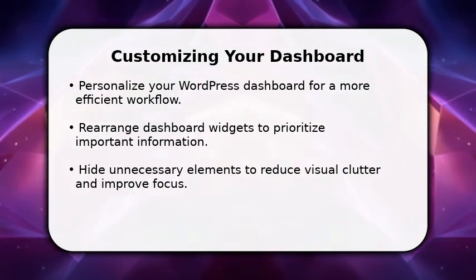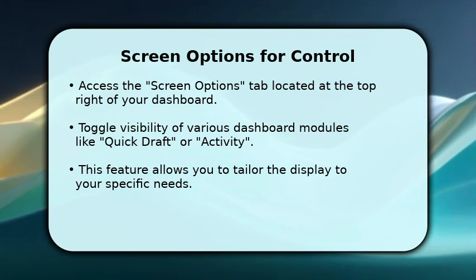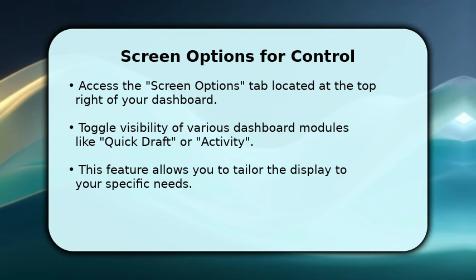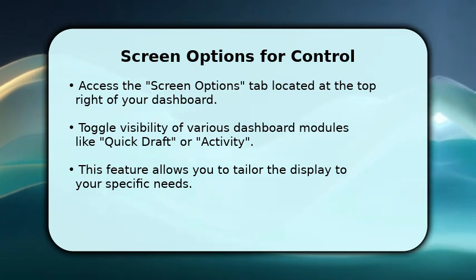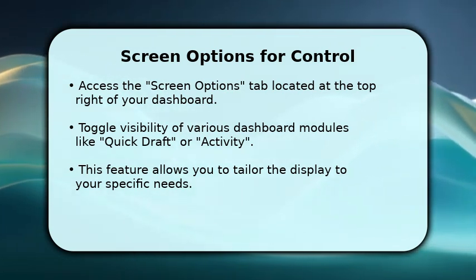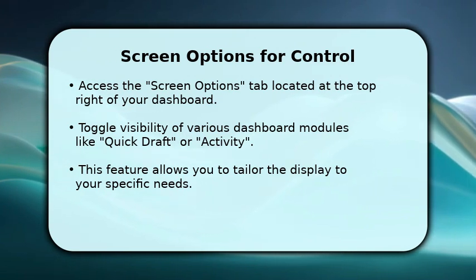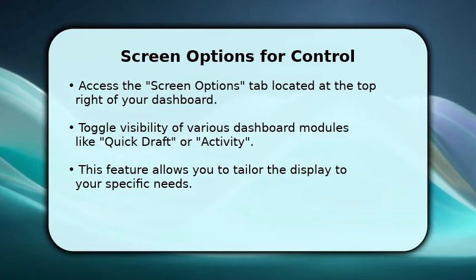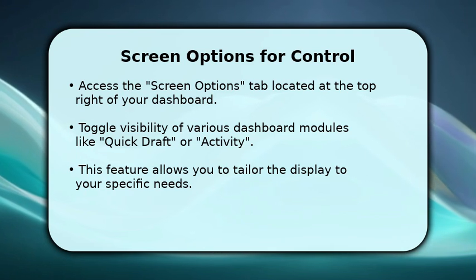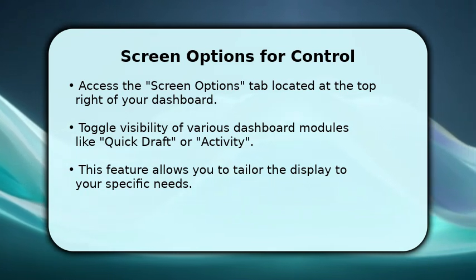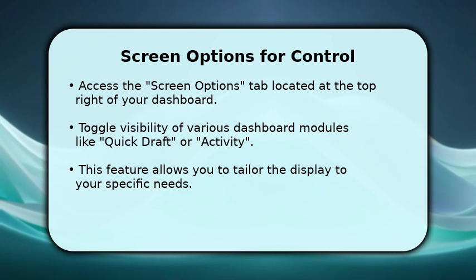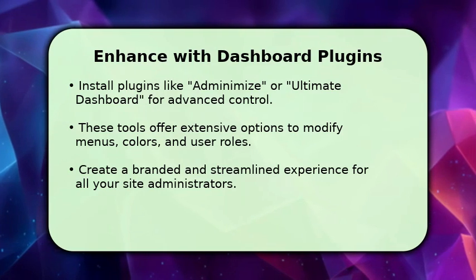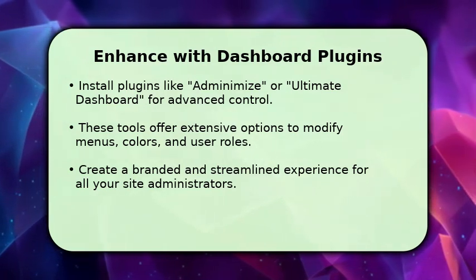Let's start with a built-in feature, Screen Options. You'll find this handy tab at the top right of your dashboard. Clicking it reveals a drop-down menu where you can easily check or uncheck boxes to show or hide different modules, such as Quick Draft or Activity. This simple tool gives you immediate control over what appears on your main dashboard screen, helping you declutter in just a few clicks.